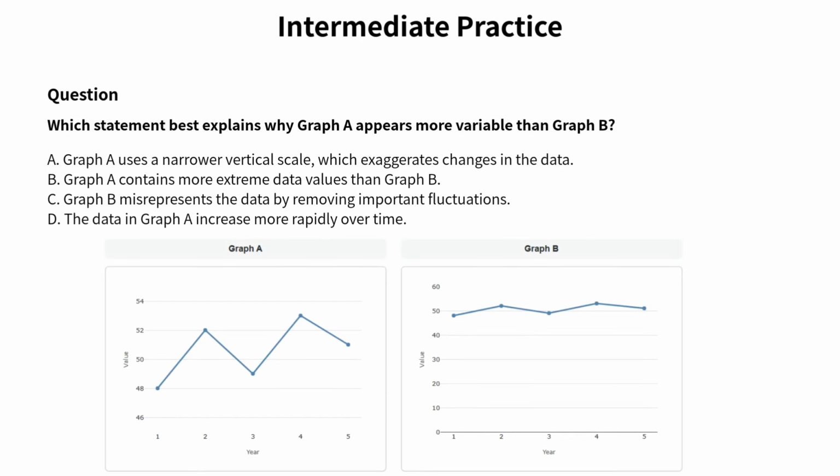Here is an intermediate practice question. You are shown two graphs that display similar patterns, but one appears much more variable than the other. Look carefully at both graphs and think about what makes graph A look more variable than graph B. You have 60 seconds. Pause the video and choose the best answer.